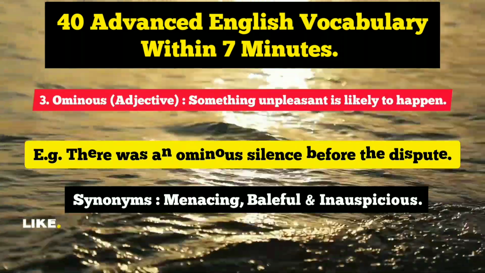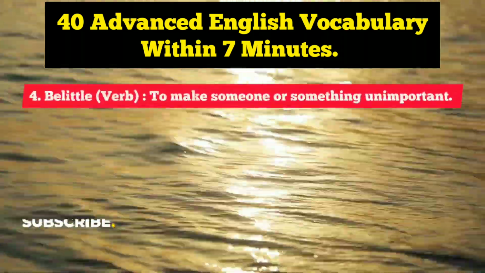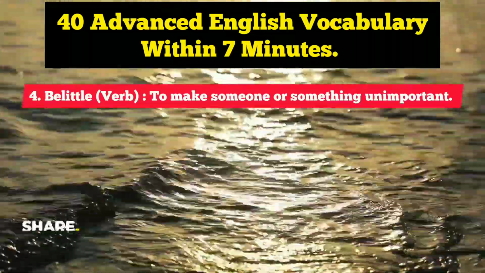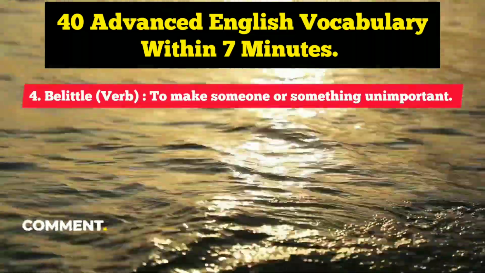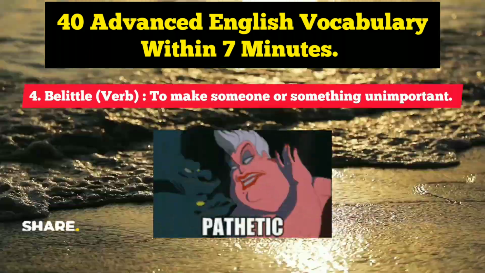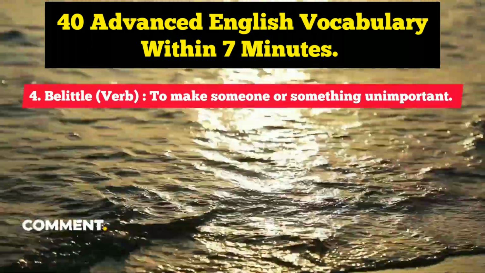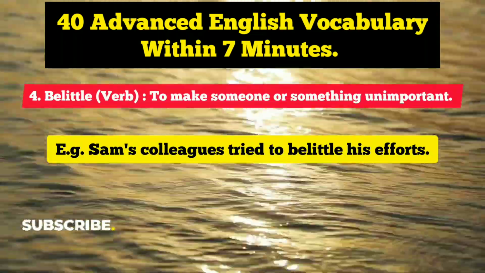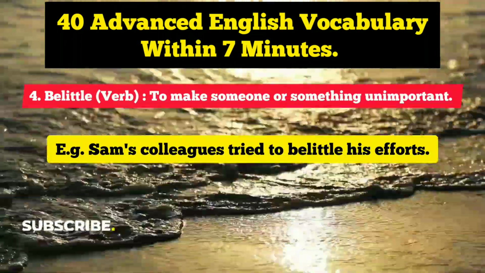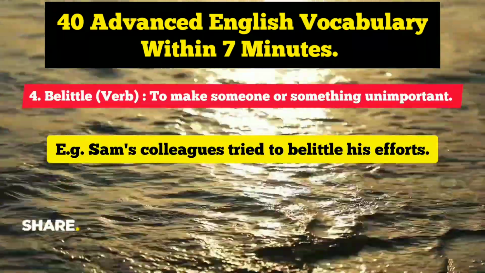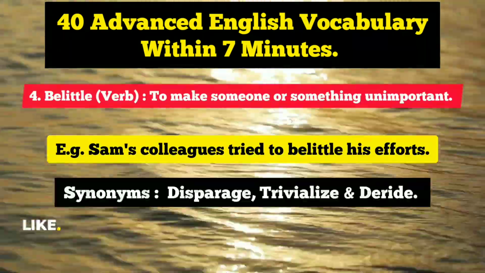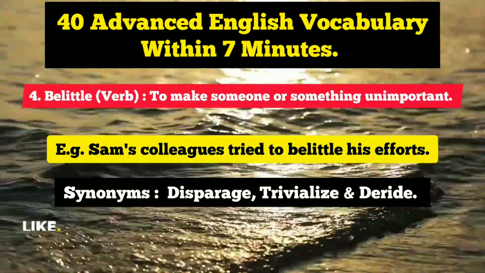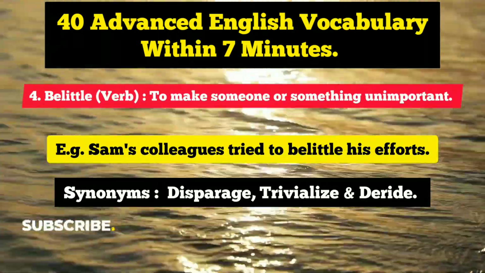So up next we are going to concentrate on the fourth advanced English vocabulary which you see on your screen, that is belittle. Belittle is a verb. It means to make someone or something look unimportant. As you see the example, Sam's colleagues tried to belittle his efforts. That means they tried to make his efforts look unimportant. So we can use 3 synonyms. As you see, disparage, and the second is trivialize, and the third is deride.